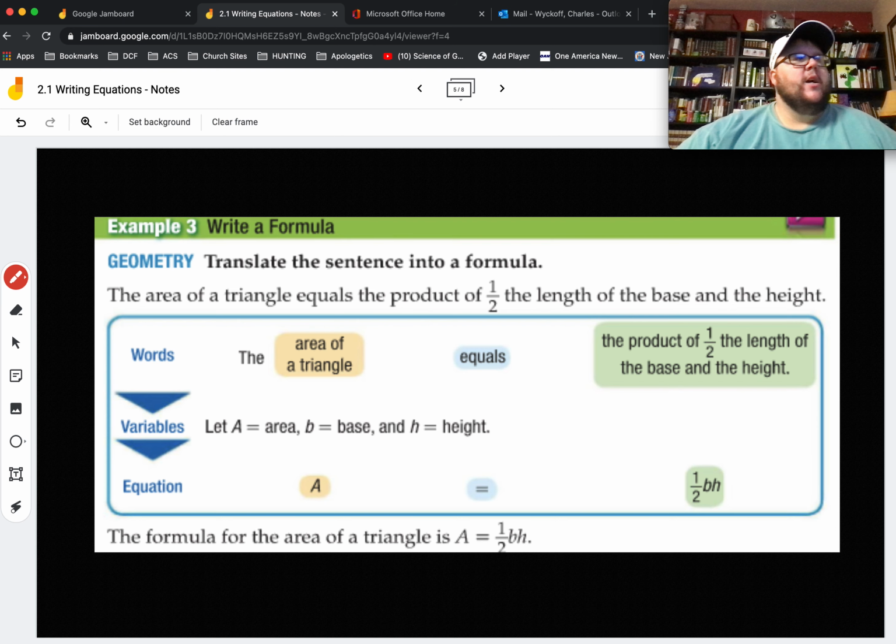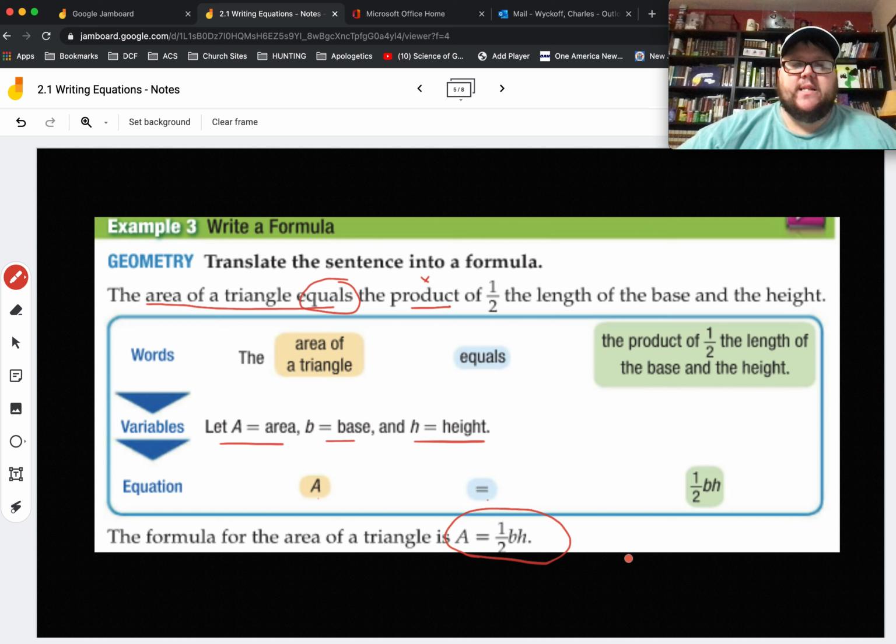All right, so we're going to do another example here. So this is translating the sentence into a formula. The area of a triangle equals, that's our equal mark, the product, which is multiplication, of 1/2 the length of the base and the height. So let area of the triangle be capital A, B is the base, H is the height. So area equals 1/2 base times height. And product means I'm just multiplying all three of them. So area of a triangle is 1/2 base times height.